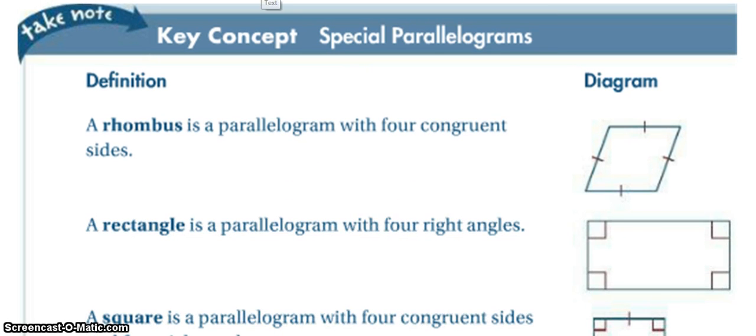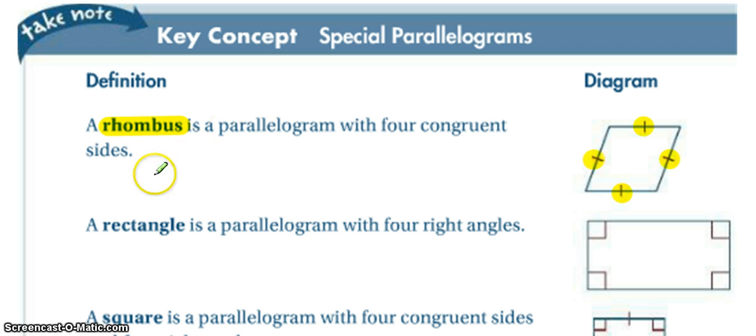A rhombus, let's color code some things. A rhombus has four congruent sides. So I know that all four sides of my rhombus are congruent. One thing you might be thinking is, isn't a square a rhombus? Well, you're absolutely correct, but a square is more specific than a rhombus.